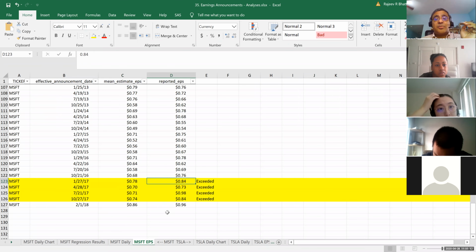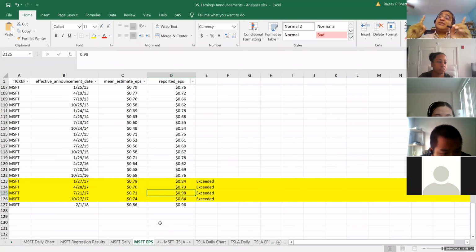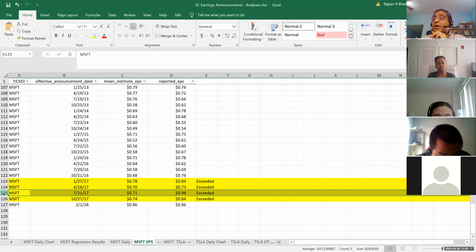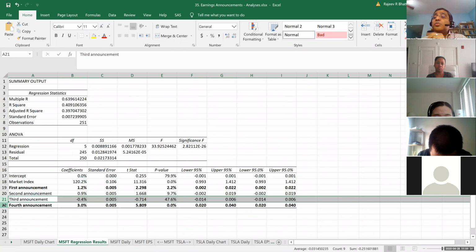The first one had a surprise of 6 cents. The third one had a positive surprise of, now remember, this is not necessarily a surprise from the market's perspective. This is the exceeding of the analysts' expectation, which is not the same thing as that of the market, and it was 27 cents. In the third quarter, Microsoft beat analysts' expectation by 27 cents per share, and yet the third announcement has no positive significance.